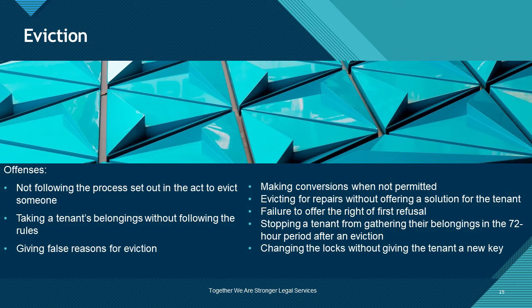Under the Residential Tenancies Act of 2006, it's an offense to: 1. Not follow the process set out in the Act. Evictions must follow the process set out in Part 5 of the Residential Tenancies Act. This section is called Security of Tenure and Termination of Tenancies, and it outlines rules regarding notices, agreements, renewals, disposal of property, and much more. It's very important that you read this section as a landlord before you evict a tenant.